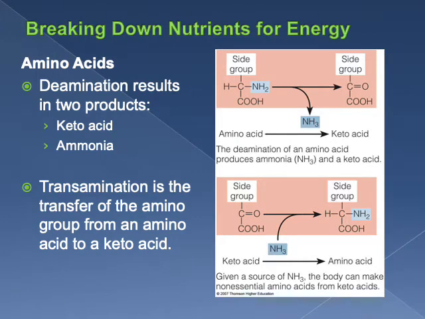When amino acids are metabolized, they can be deaminated, where the amino group is removed, and 2 products are formed, a keto acid as well as ammonia. The other reaction that can take place in the metabolism of amino acids is transamination, which is transferring the amino group from one amino acid to a keto acid to make a different amino acid. So you're transaminating one amino acid into a different one.